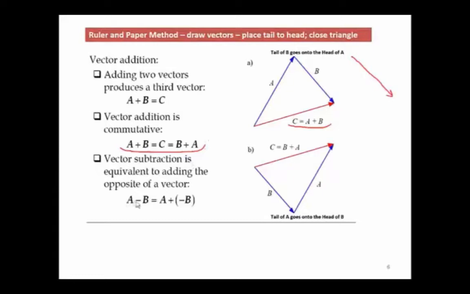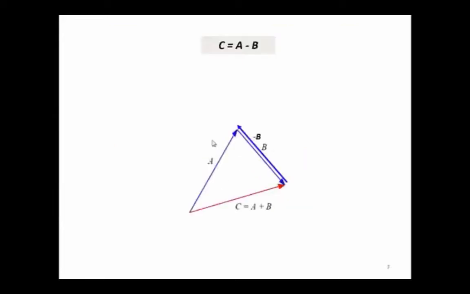If you were to take A minus B, then what you're doing is adding A to the vector minus B. And so here we have the vector A, here's B right here, we turn it around, minus B is headed off in this direction.